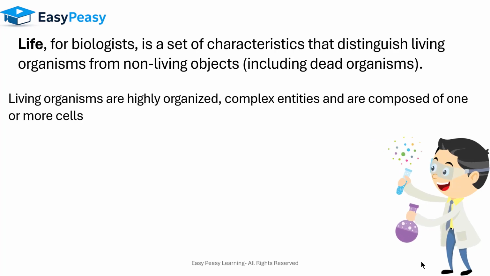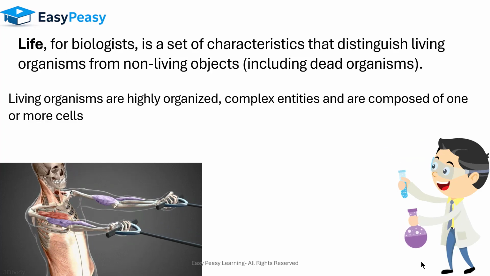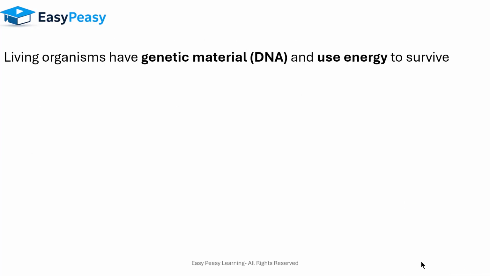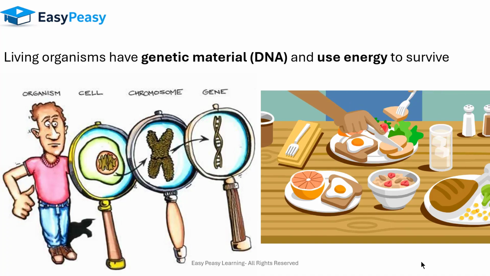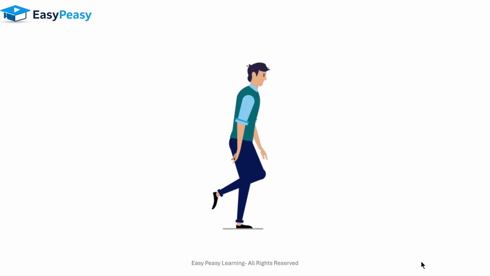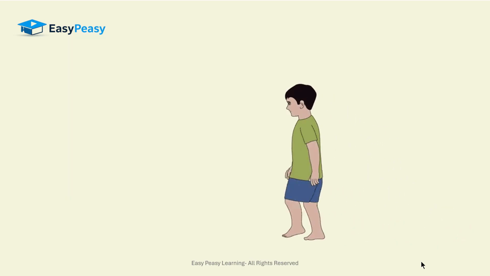And living organisms are highly organized, complex entities and are composed of one or more cells. Living organisms have genetic material, DNA, and they use energy to survive. Living organisms can move. They can grow from baby into an adult.